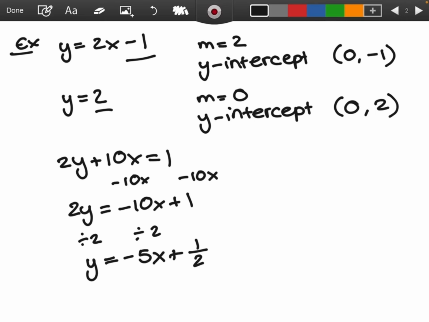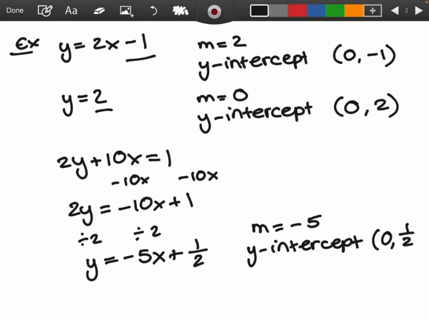Now I'm in slope-intercept form. I have y is equal to some constant m times x plus a constant b. So I can read off that my slope is -5, and then my y-intercept of this line is going to have 0 for its x-coordinate and 1/2 for its y-coordinate.